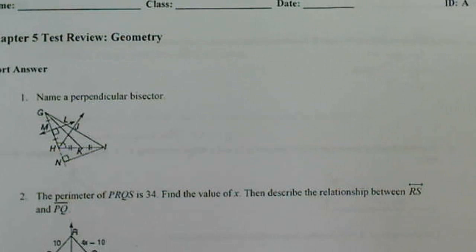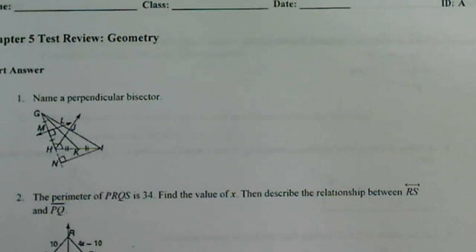Chapter 5, Test Review for Geometry. Make sure that you know the difference between incenter, circumcenter, centroid, and orthocenter. Make sure that you also have a ruler and graph paper for this test review.